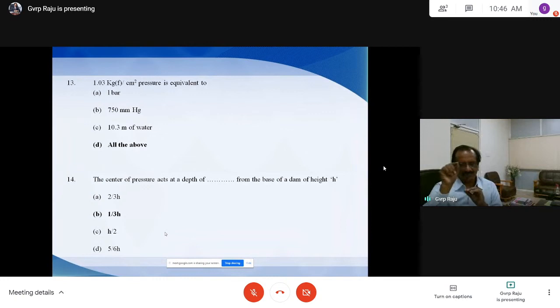So the center of pressure acts at a depth of H by 3 from the base of the dam, because at the top the pressure is 0 and at the bottom it is WH. So it acts at the CG of the pressure diagram, that is 1/3 h from the bottom.